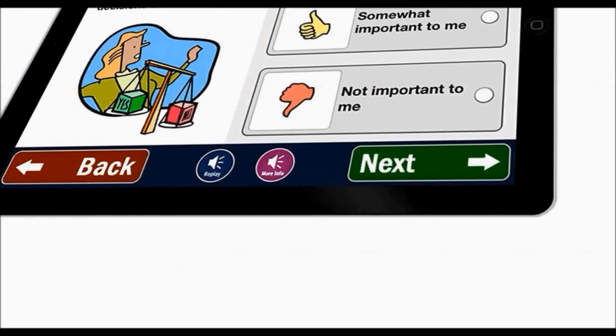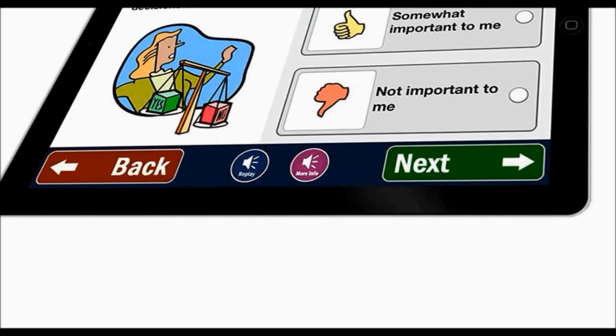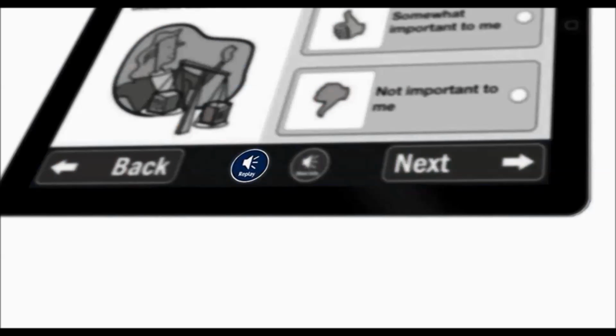If the person wants the question repeated, they can push the blue replay button. If the person wants more information about what the question means, they can push the purple More Info button. While the person must answer all questions, they can go back to a previous question or response by pushing the back button. They can change an answer or check to see how they responded. When they finish, they must push the next button to move to the next question.